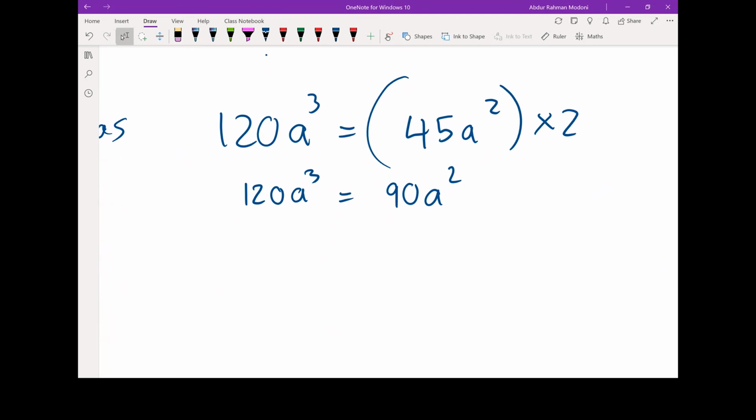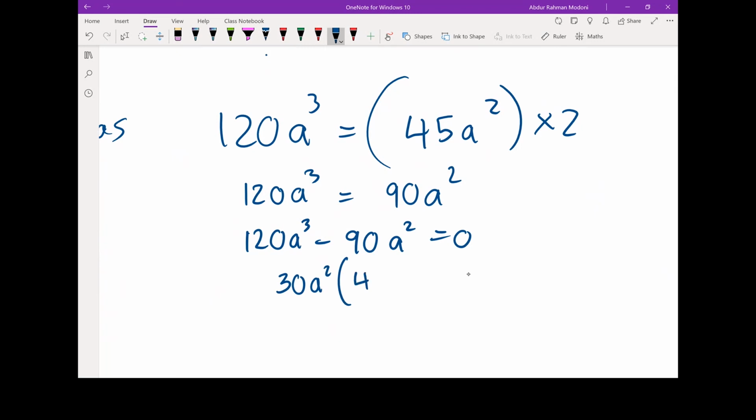How do we solve this? How do we solve any equation? We make one side equal to 0 first, and then we factorize, which is the best form to have anything in. So 120a cubed minus 90a squared equals 0. What's the highest common factor in both of them? We've got a squared, but also 30 goes into both. So 30a squared, and we'll have 4a here: 30 times 4 is 120, and a squared times a. And then we've got minus 3 equals 0.